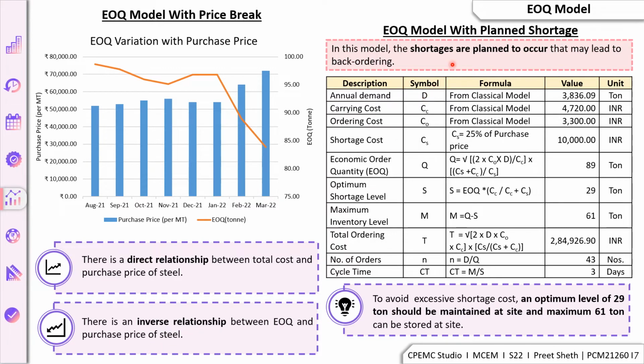Now coming to the model EOQ with planned shortage. In this model, it is assumed that shortage will occur, and the amount of inventory that should be stored to manage the shortage is determined. From the various calculations and the model, we can say that to avoid excessive shortage cost, an optimum level of 29 ton should be maintained at site, and a maximum of 61 ton can be stored at site.